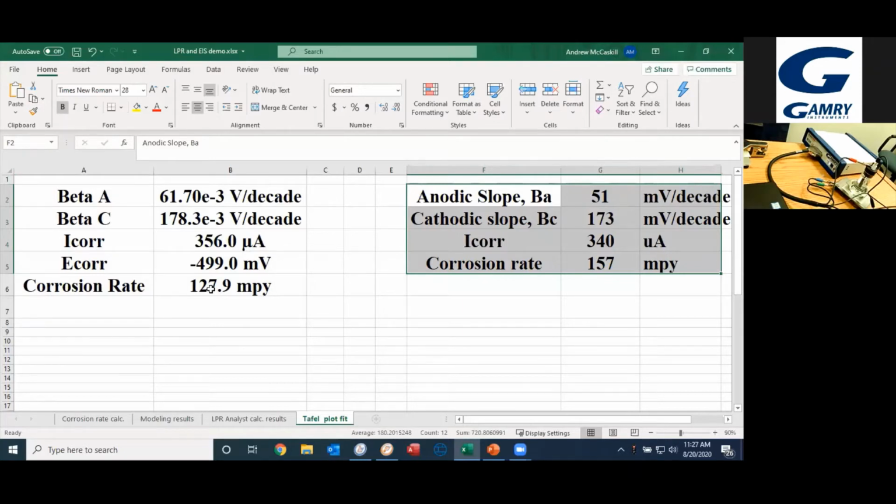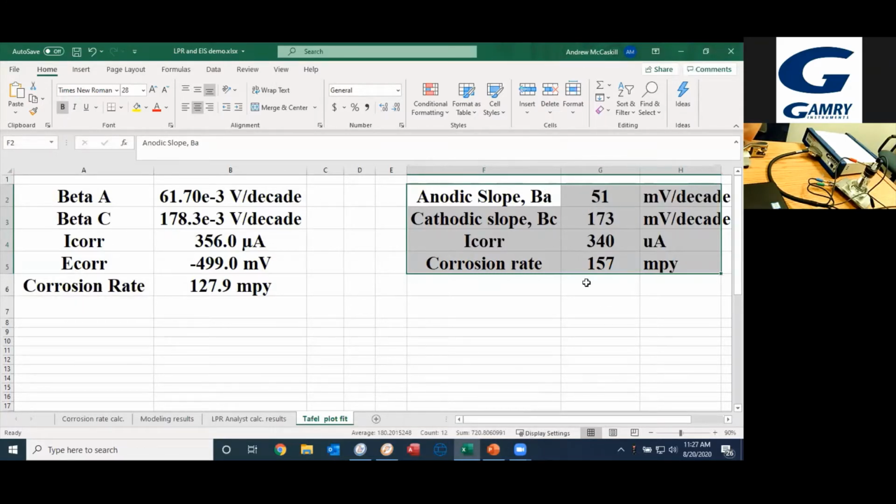I'm happy with those results. I think if I spent a little bit more time really close to the data, I could probably get all those values to line up almost the same. But that gives you a basic idea of how we're coming up with the values of the two Tafel constants.